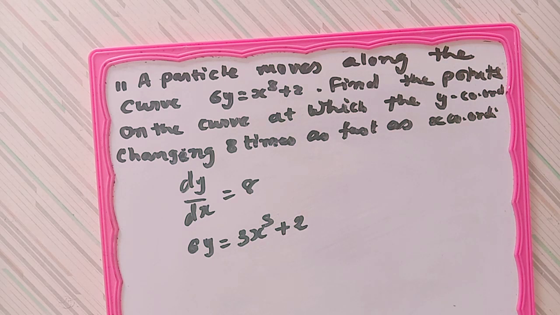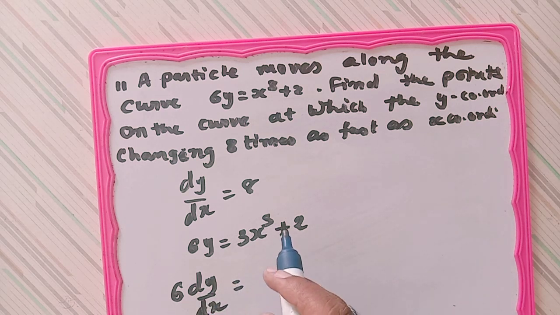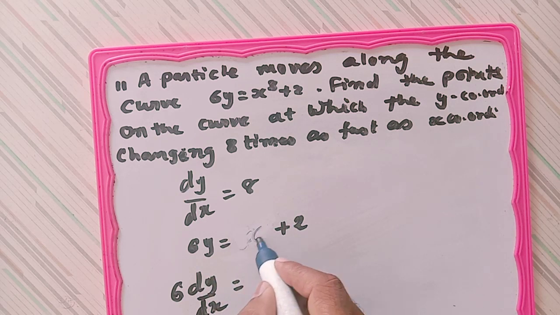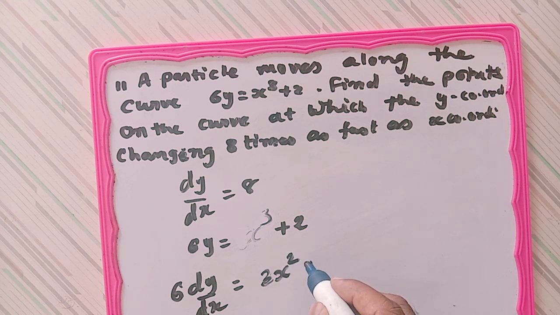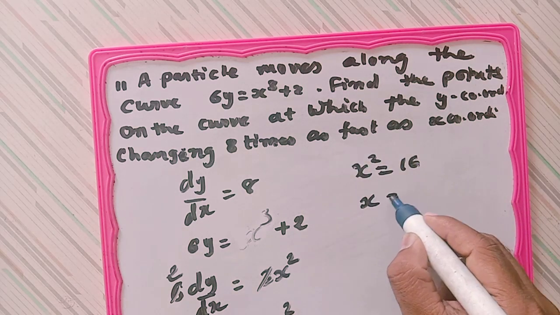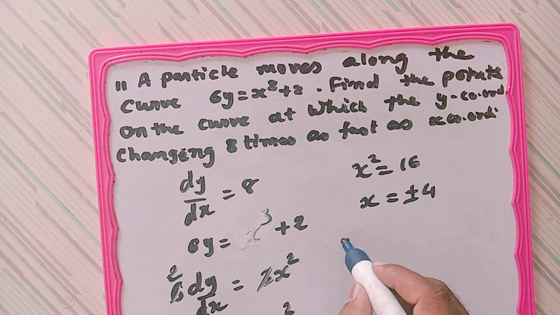So we differentiate with respect to x, then 6 times dy by dx equals to, only x cube is there, x cube plus 2. So it will be 3x square. And so 3 2s are 6. And so 2 into dy by dx value 8 we keep, then x square. And so x square equals to 16. So x equals to plus or minus 4.